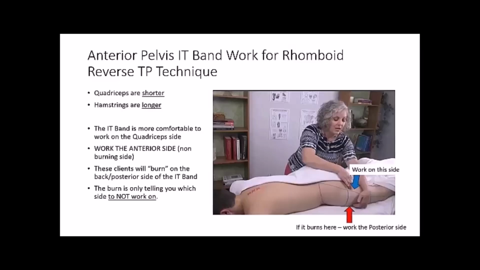On the flip side of this, for the anterior pelvis IT band work for the rhomboid reverse trigger point technique, the quadriceps are going to be shorter, which means kinesthetically the hamstrings are going to be longer. The IT band is much more comfortable to work on the quadriceps side. So you're going to be working on the anterior side, the non-burning side. So these clients will tell you the burn is on the back of the band, which means we're going to work on the front. We're not going to work on the burn.